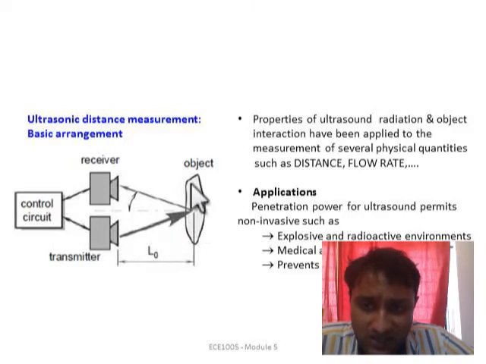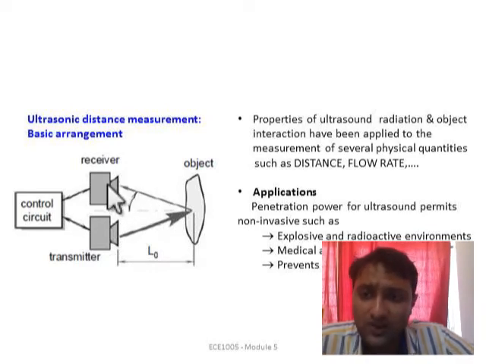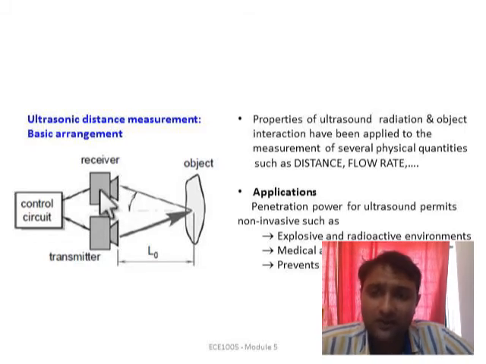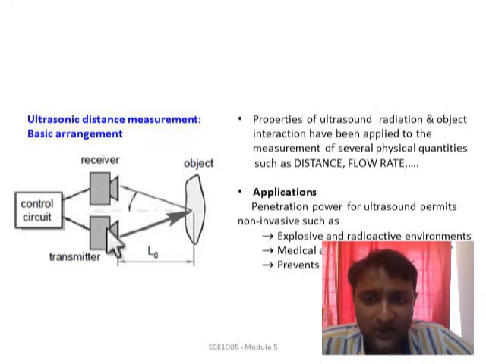These vibrations essentially have a frequency greater than 20 kilohertz and hit an object which is placed at a distance of L0. It reflects back some amount of power which is received by the receiver in the circuit, which is also a piezoelectric transducer, which converts the mechanical vibration into an electrical impulse and gives it back to the control circuit. The time taken between the transmission and the reception can be one type of measurement.